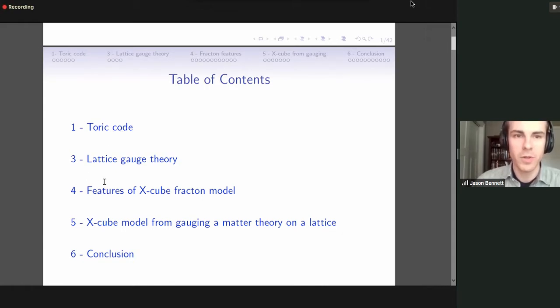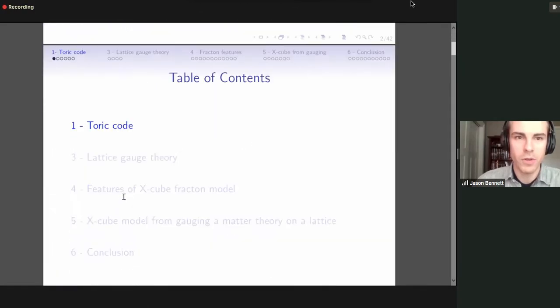Next, I'm going to do a similar thing to what I did for the toric code, describe some of the dynamics and what exactly the x-cube model of the fractons is. And then I'm going to do a similar thing from a matter theory on a lattice, and gauge it very similar to how I went from the transverse Ising model to the toric code, but now with the x-cube model. And then as a conclusion, I'll do some future directions which are motivated by work going on or that went on in the past at Stony Brook, actually.